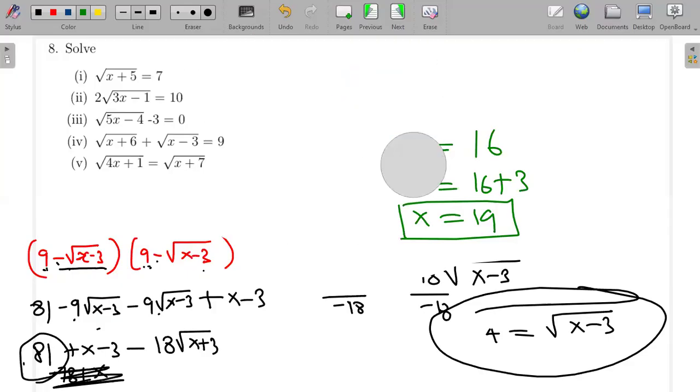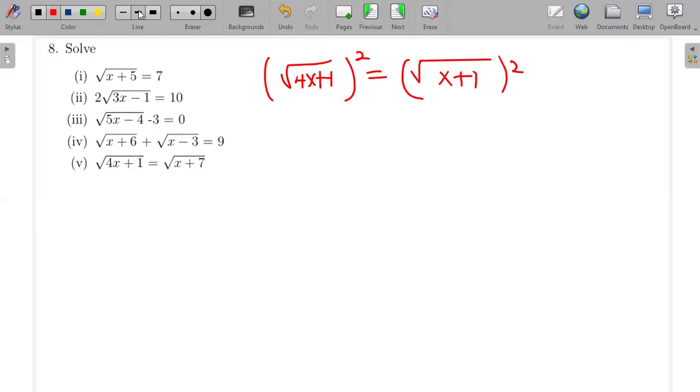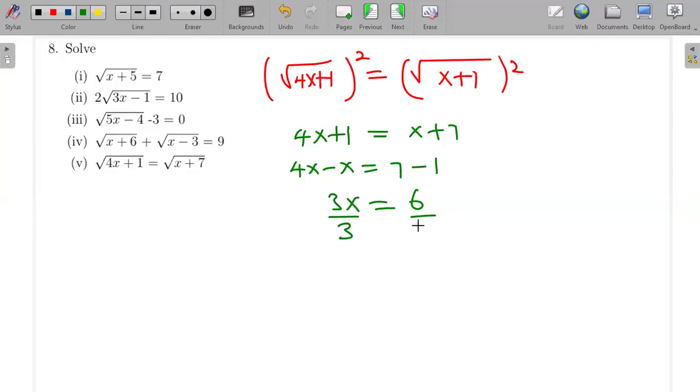Okay, done. Let's look at the last one. I have roots on both sides, so I'm just going to square. Root of 4x plus 1 is equal to x plus 7. Square this side, square this side. My roots disappear, so it is 4x plus 1 equals x plus 7. So 4x minus x is equal to 7 minus 1. This will be 3x equals 6, divided by 3, divided by 3, x equals 2.